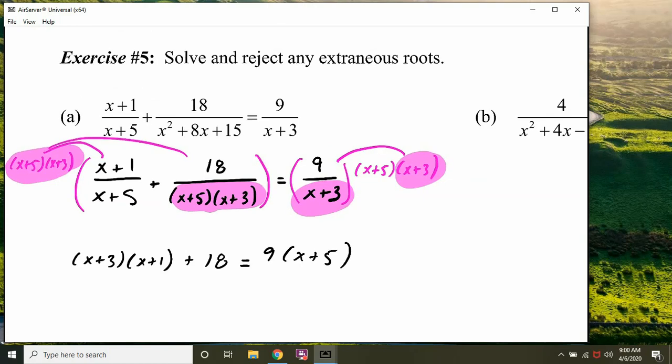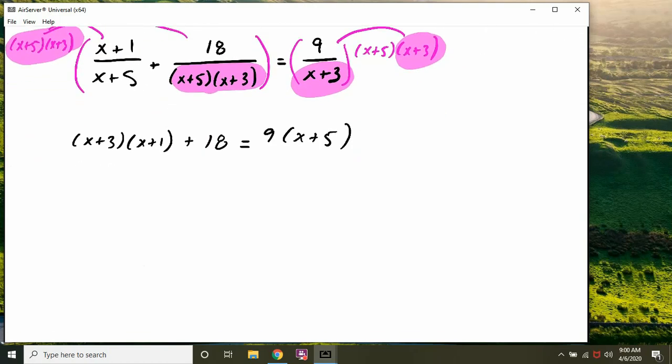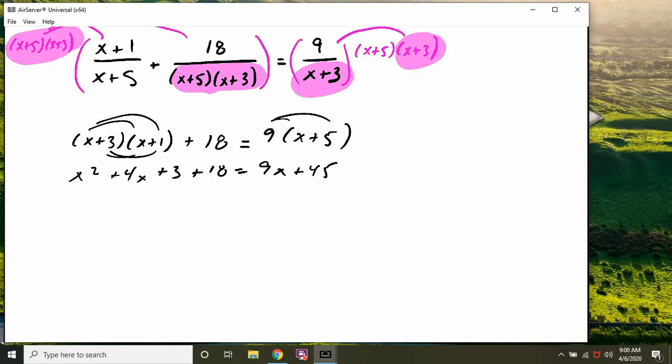And now, like before, we'll multiply these things out, solve the quadratic. So here we're going to get x squared plus x and 3x is 4x plus 3 and 9x plus 45 when we distribute. Once again, we get a quadratic. I'll set it equal to 0. Subtracting 9x will give us a negative 5x. And let's see, 3 and 18 is what, 21? And 21 minus the 45 will be negative 24. Again, take your time, go slow with that stuff.